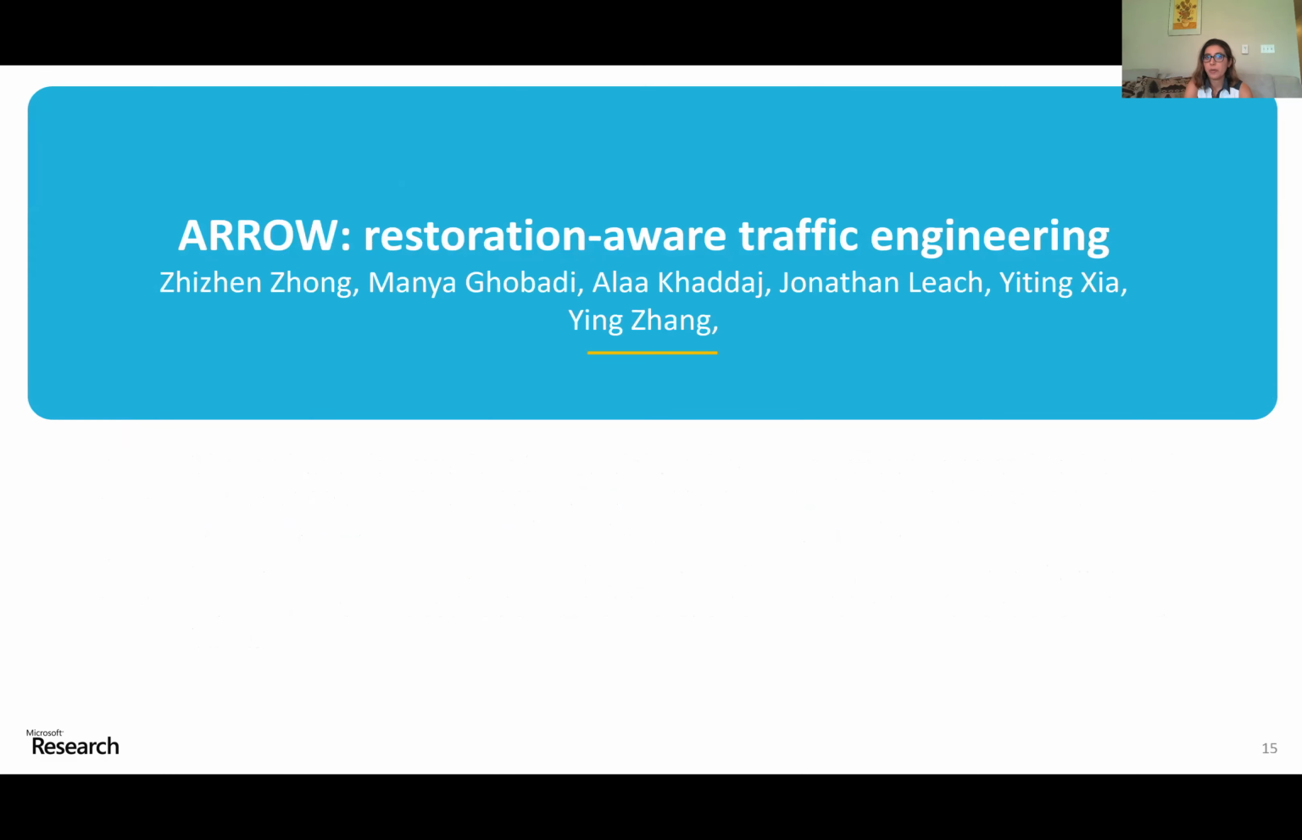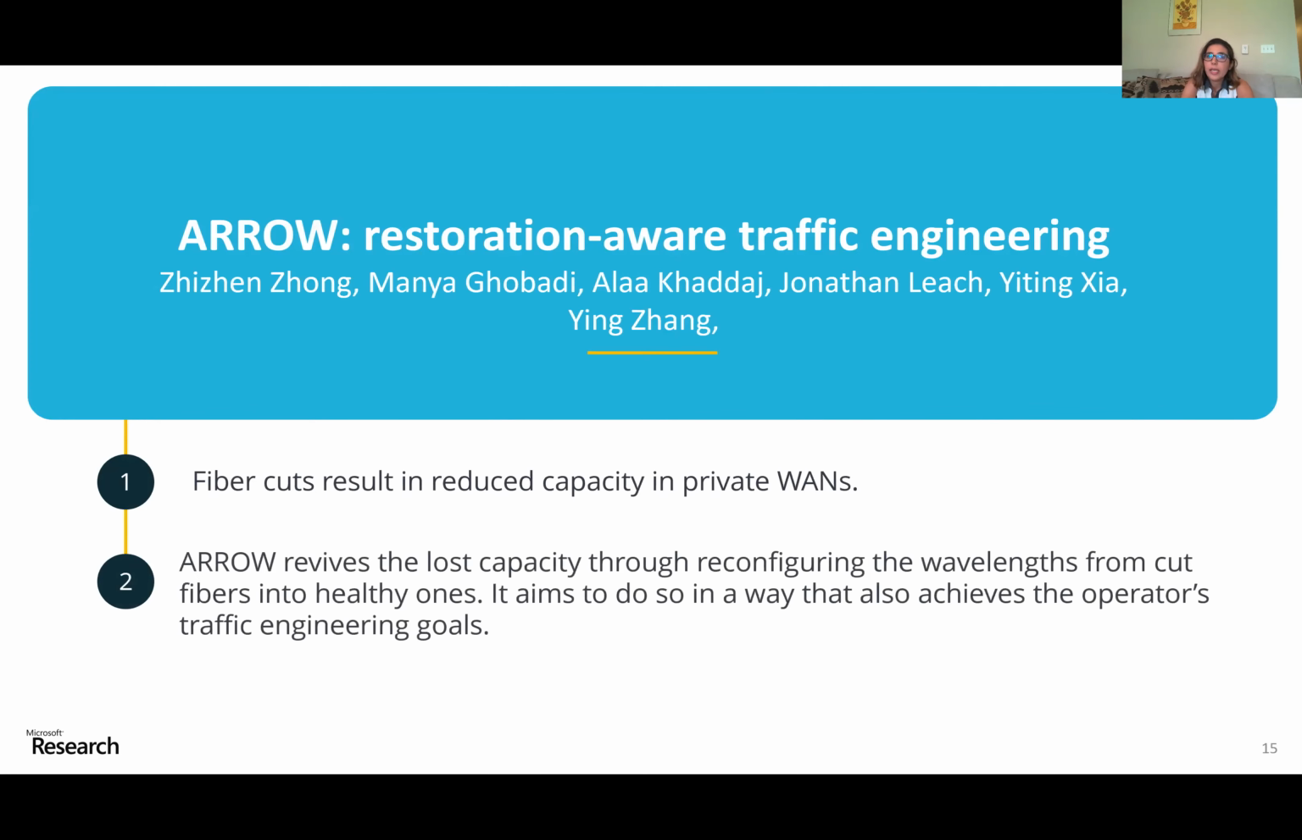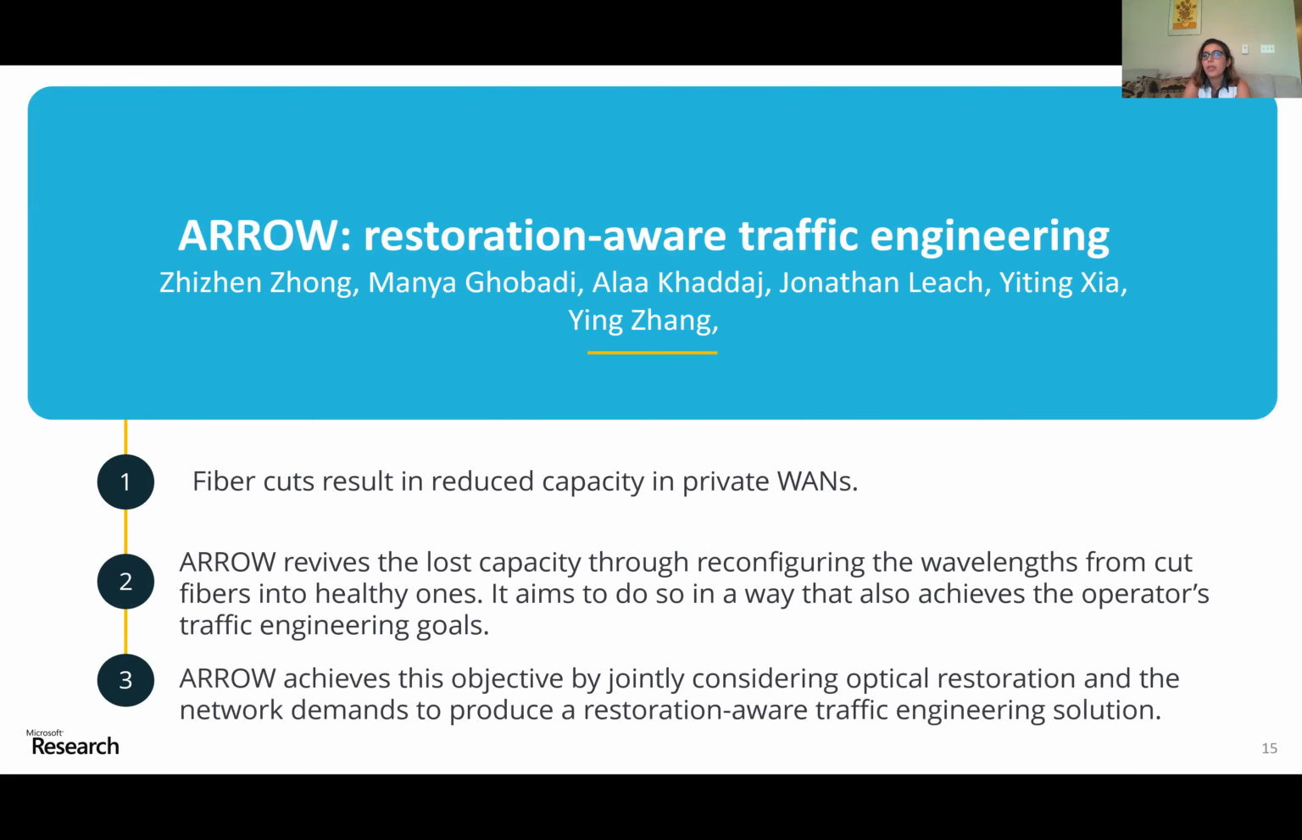Next, we have Arrow, which is a restoration-aware traffic engineering solution. And what the authors observe is that fiber cuts typically result in reduced capacity in private WANs. And what they think we can do is to revive the lost capacity by reconfiguring the wavelengths from cut fibers into healthy ones. And they do so by doing a joint optimization across both the optical layer and the IP layer, and do restoration-aware traffic engineering.